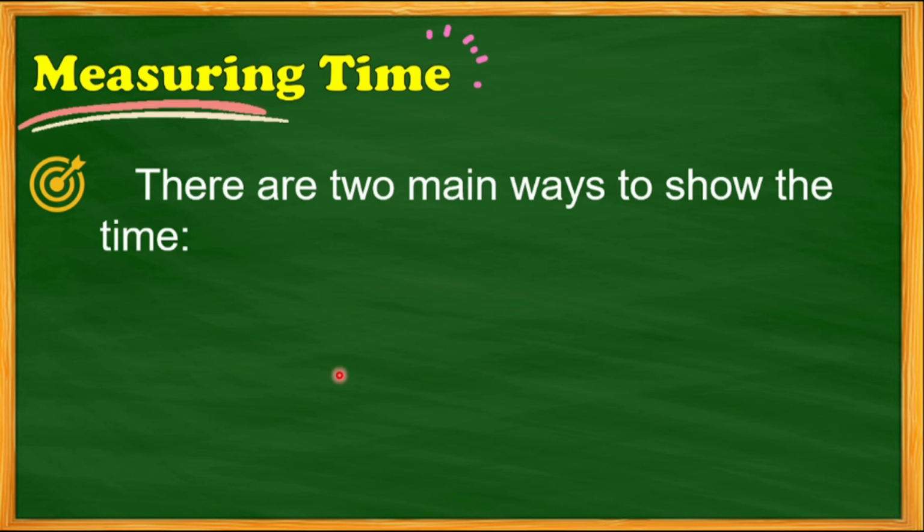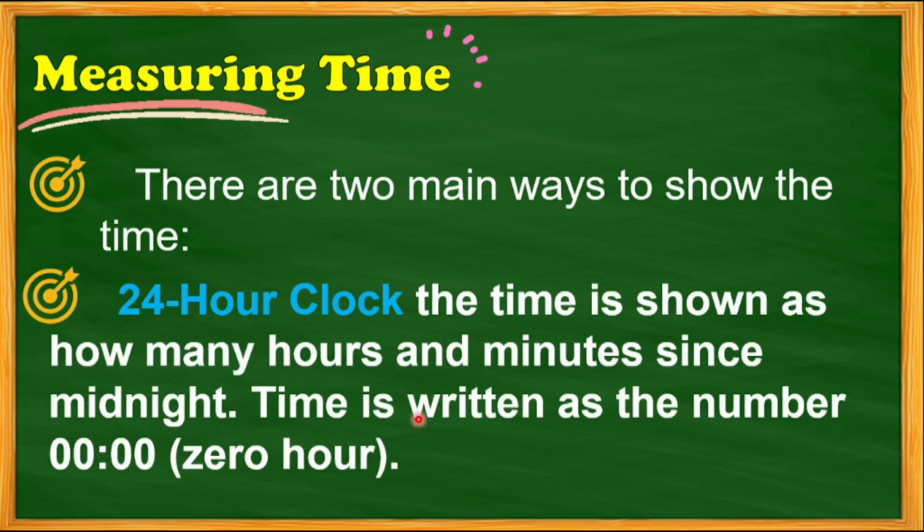So there are two main ways to show the time. We have the 24-hour clock. The time is shown as how many hours and minutes since midnight. The time is written as a number. So this would be 0 hour.